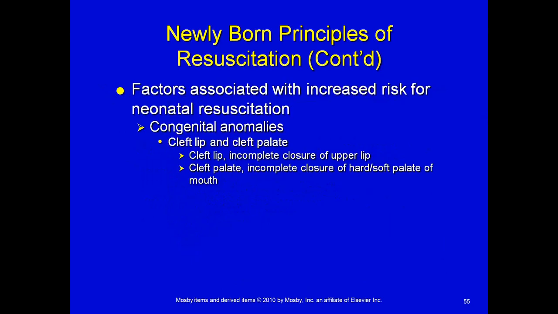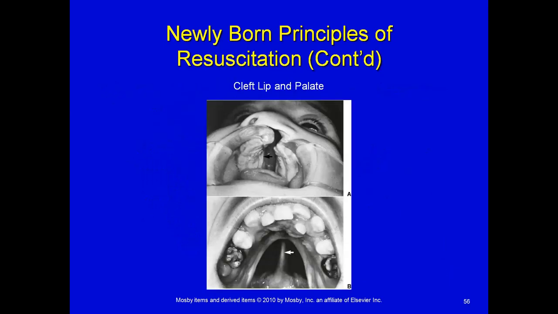Cleft lip and cleft palate. Cleft lip is an incomplete closure of the upper lip. Cleft palate is an incomplete closure of the hard and soft palate of the mouth. Here's an example of an individual with cleft lip and palate. You can see that his lip is not grown across, and you can see that his hard palate is split wide open. Initially, when these babies are born, they may hold off surgery as long as they're able to suckle, as long as they're able to feed well. They may wait till the child is a little older and able to undergo perhaps the multiple surgeries it may require to repair that.